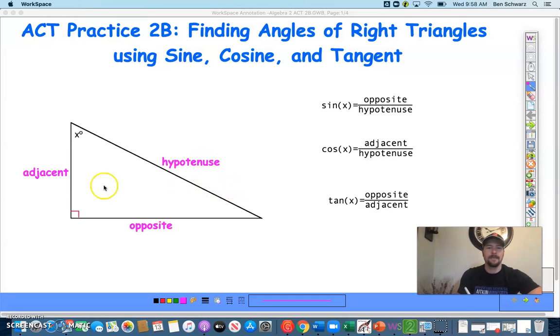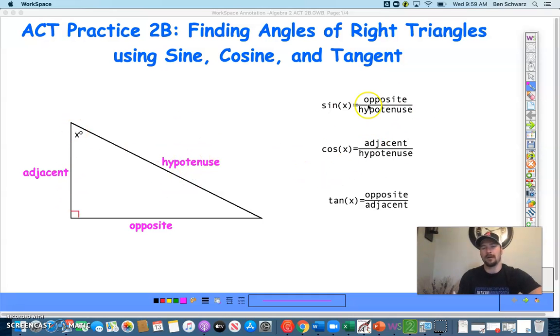So remember, with sine, cosine, tangent, we're using right triangles. Just a little refresher, the three sides we look at: we always have the hypotenuse, which is opposite of the 90-degree angle. The opposite side is across from your angle. And then adjacent is the one that's touching your angle, but not, obviously, the hypotenuse.